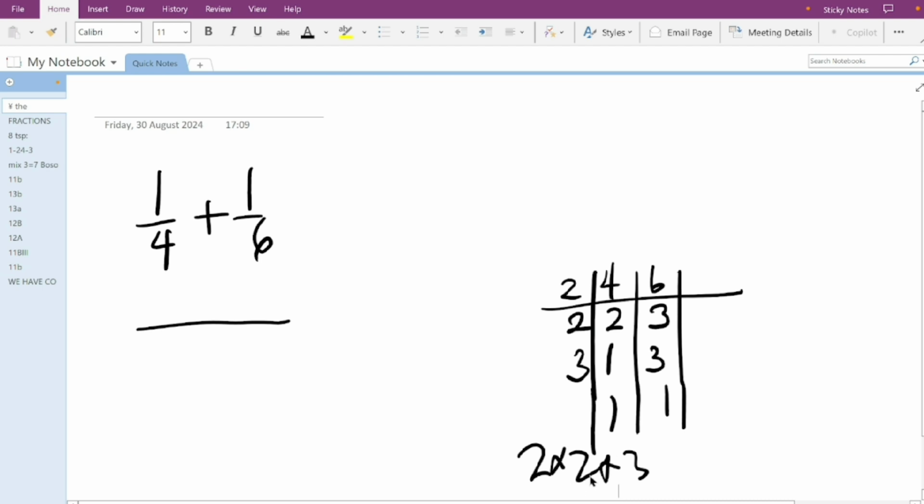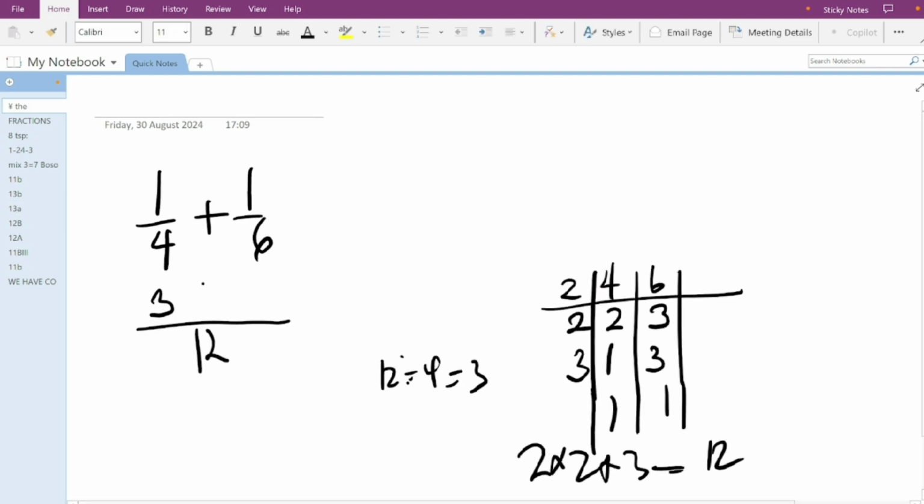2 times 2 is 4. 4 times 3 is 12. So we have our LCM as 12. We go 12 divided by 4 for this one. 12 divided by 4 is 3. The result, which is 3, times the numerator, the number here, 1. If it were 2, it would be 3 times 2. Since it's 1, 3 times 1 is 3.